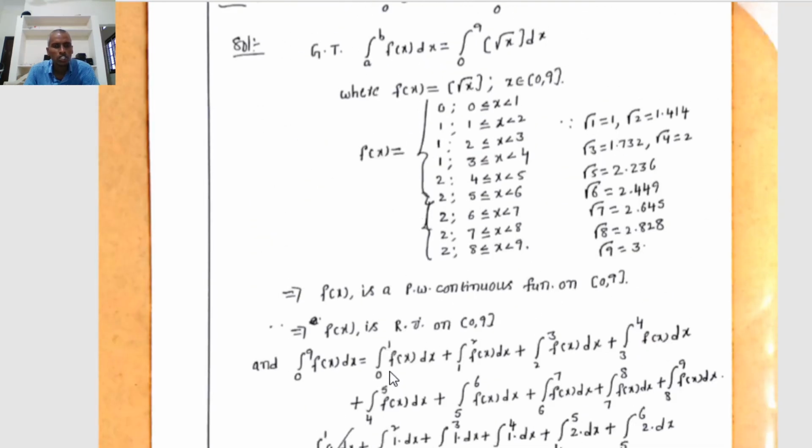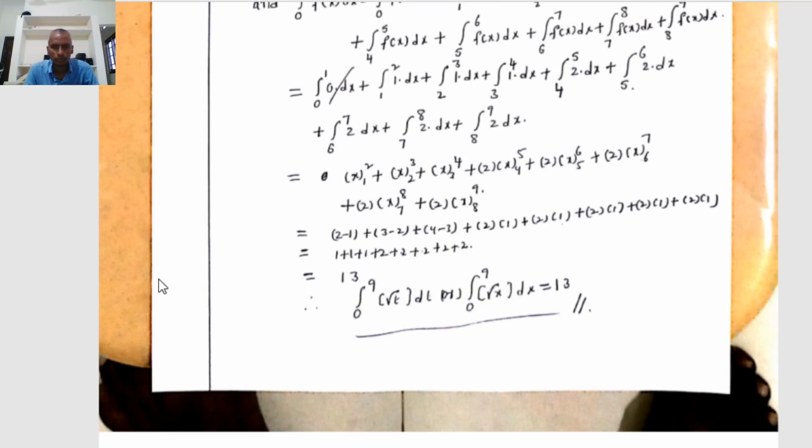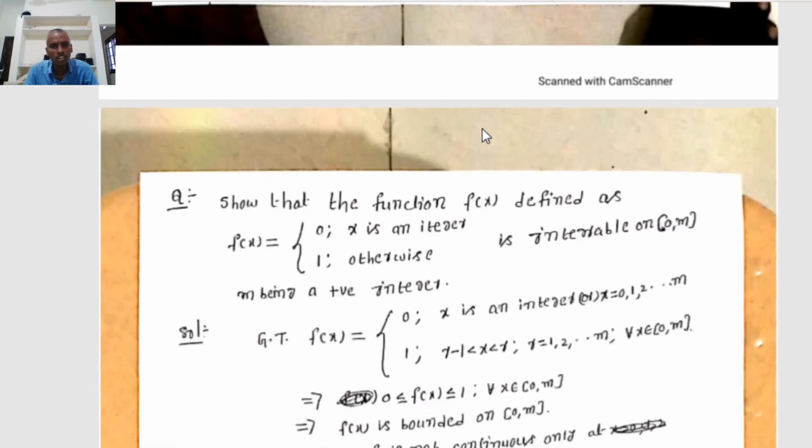Therefore, integration 0 to 9 of the integral part of root t dt, or integration 0 to 9 of the integral part of root x dx, its value must be equal to 13. That is using the piecewise continuous function.